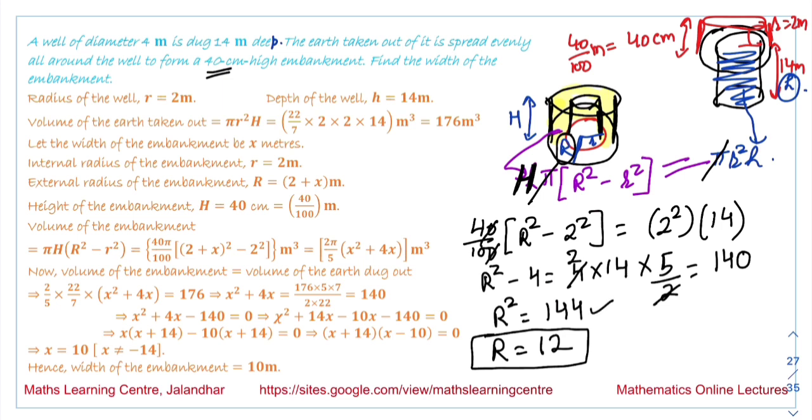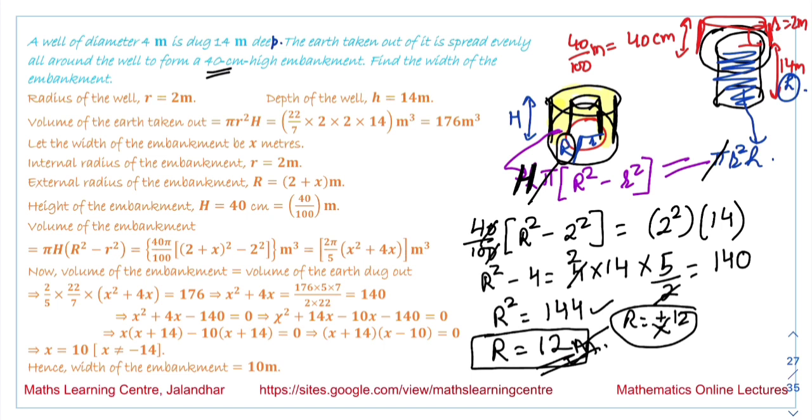Why is it 12? Because it is a radius, so we are taking only the positive value. Otherwise we would write r is equal to plus minus 12, but we are neglecting this negative value because r is the radius. So we are saying the radius of this outer circle is 12 meters.